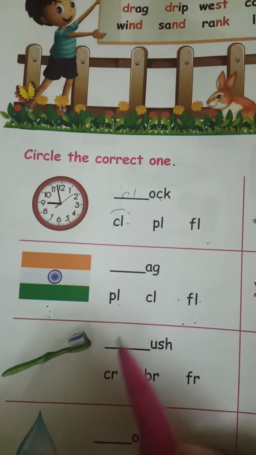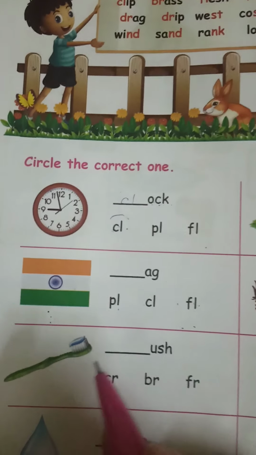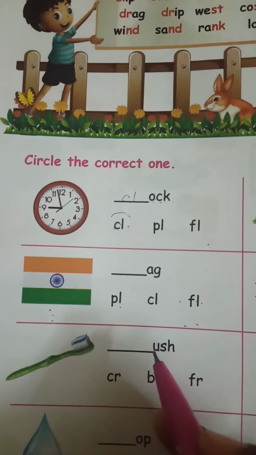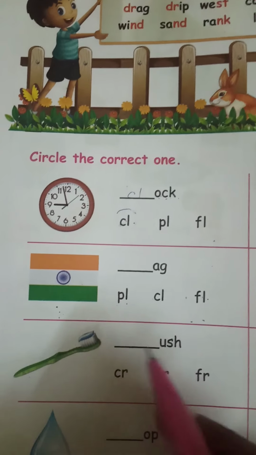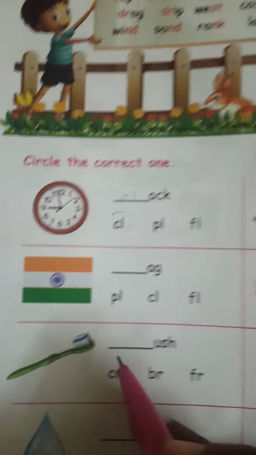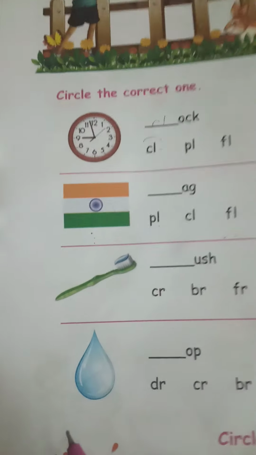So write BRUSH, brush. What is the spelling for brush? BRUSH, brush. Circle BR and write BR in the dash. Circle BR and write BR. This is brush. What is this?